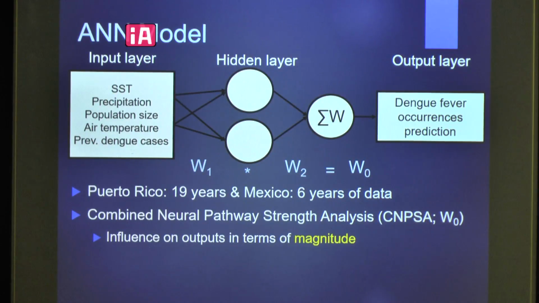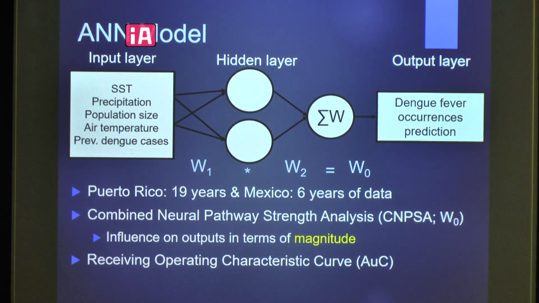What the model is doing is looking at the combined neural pathway strength analysis. That's the full name for that, basically W0. So in simple words, it's looking at the influence of the inputs on outputs, in terms of the magnitude of that influence, to identify which of these variables is the most important one. The predictive capability of these models was measured using the receiver operating characteristic curve, the AUC, area under the curve. This looks at the ratio of true positives and true negatives, and we want more true positives because we want a correct prediction.